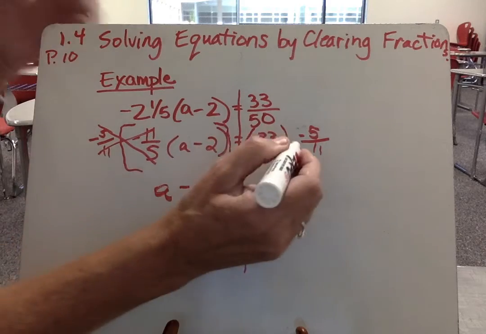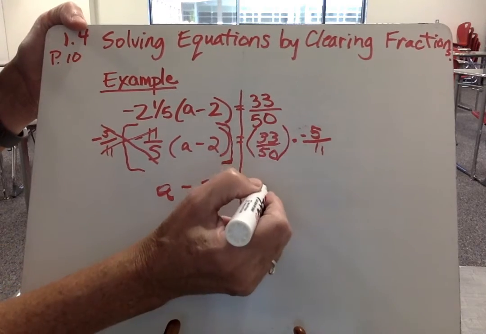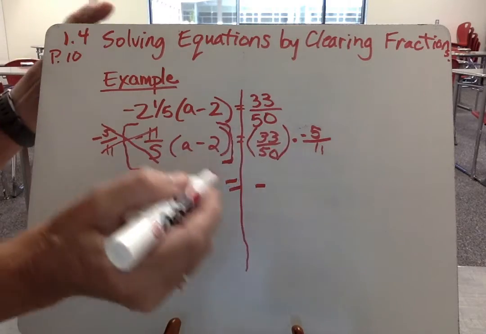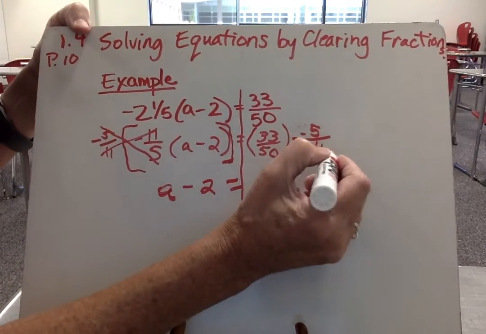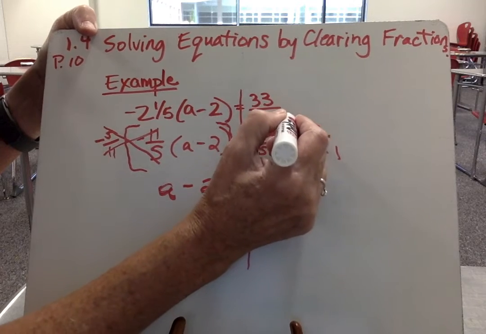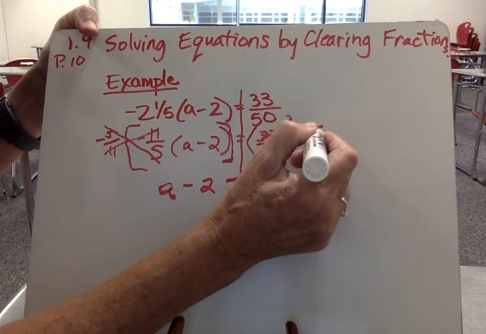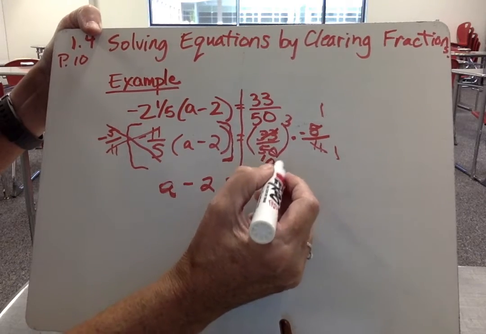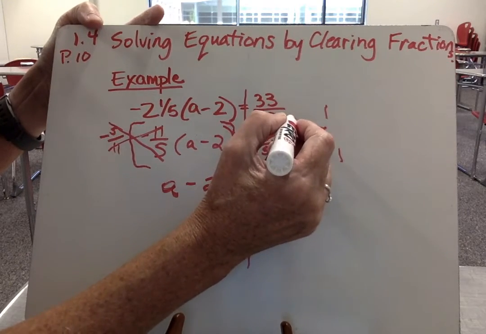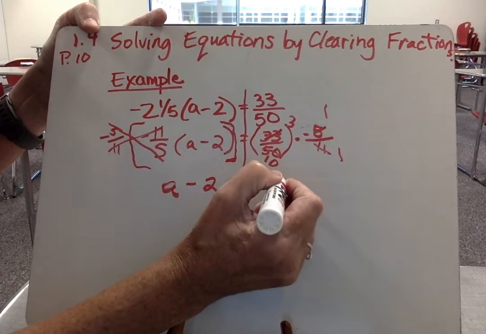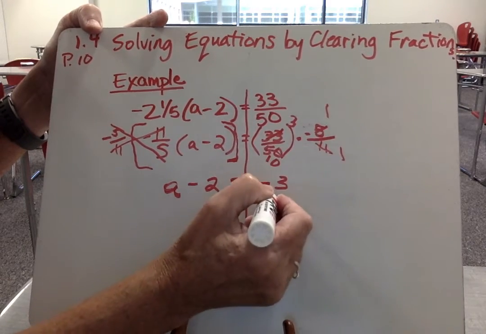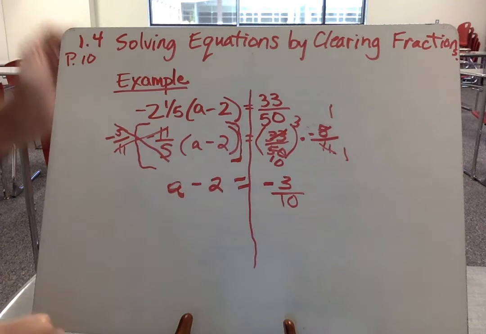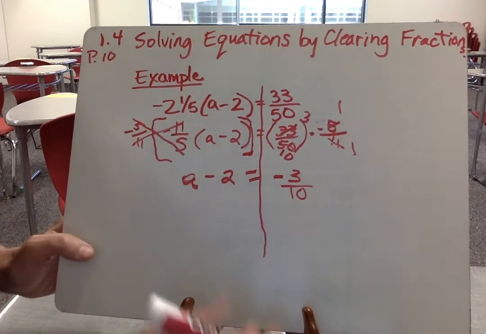Now over here, because I'm multiplying, positive times negative is negative, I can also cross cancel. 11 goes into 33 3 times, and 5 goes into 50 10 times. So that equals, and then I multiply straight across. 3 times negative 1 is negative 3. 10 times 1 is 10. Okay? Then I only have one more step to go and I can solve.